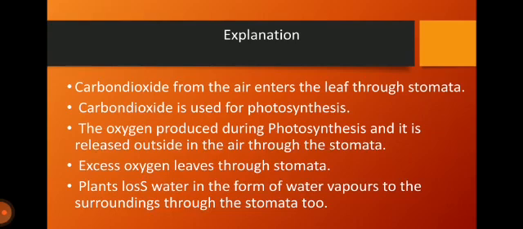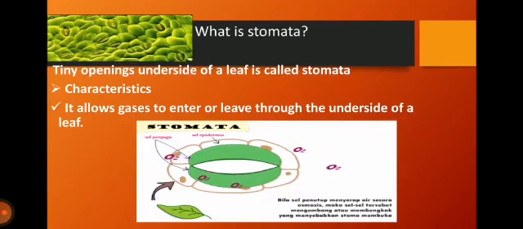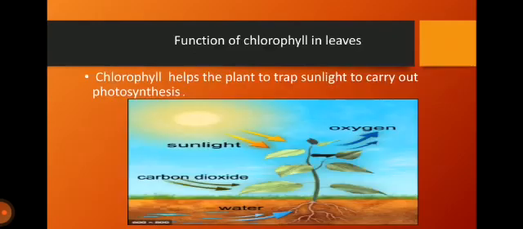So what are the three important points? Carbon dioxide gas from the air enters the leaf through stomata and is used up for photosynthesis. The oxygen gas produced during photosynthesis is released outside into the air through stomata. And the third function of stomata is that water vapors are also released through stomata. Now what is starch? I told you that the food made by the plant is sugar.